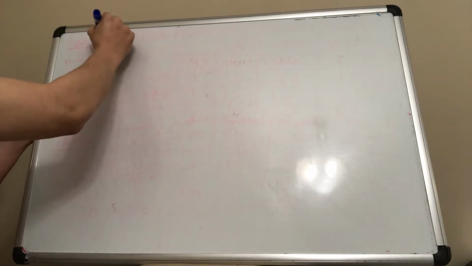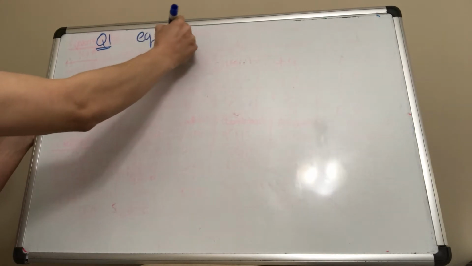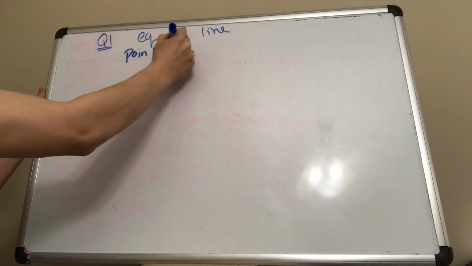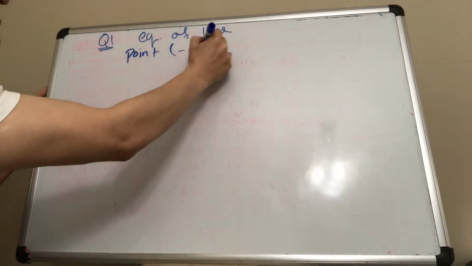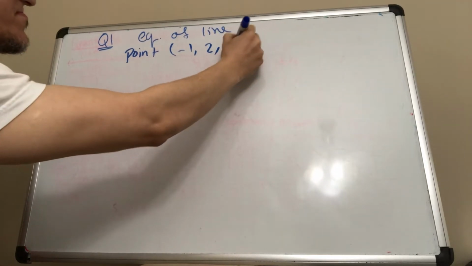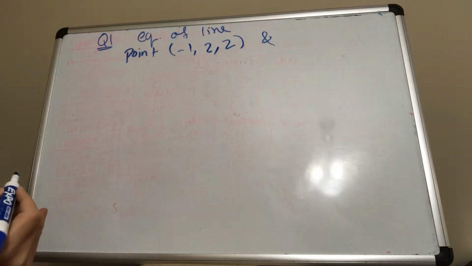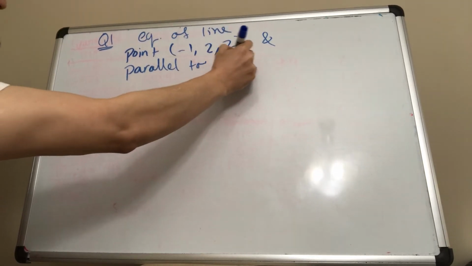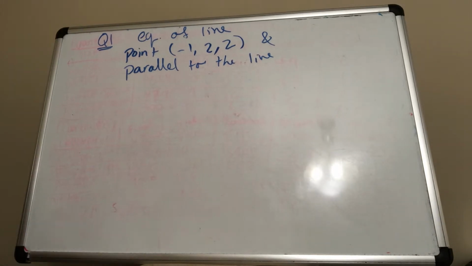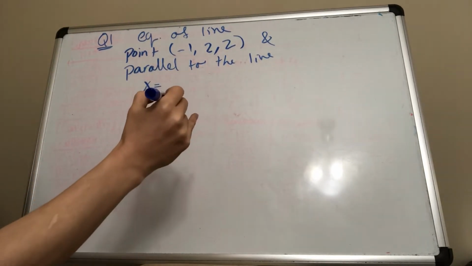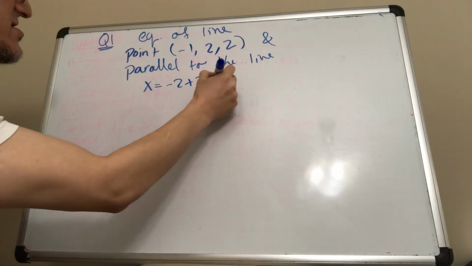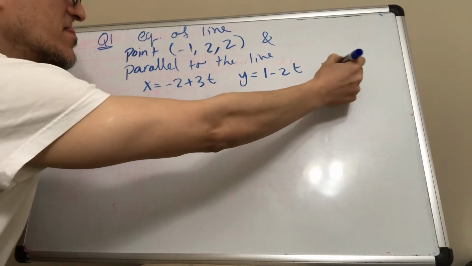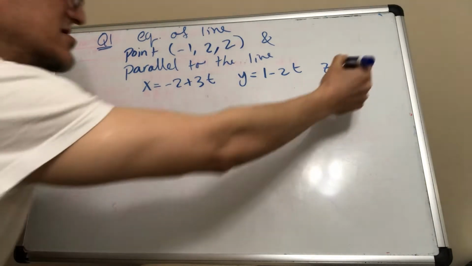Okay, so question 1 is asking for the equation of a line through the point -1, 2, and 2, and parallel to the line x equals -2 plus 3t, 1 minus 2t, and 1 plus t.